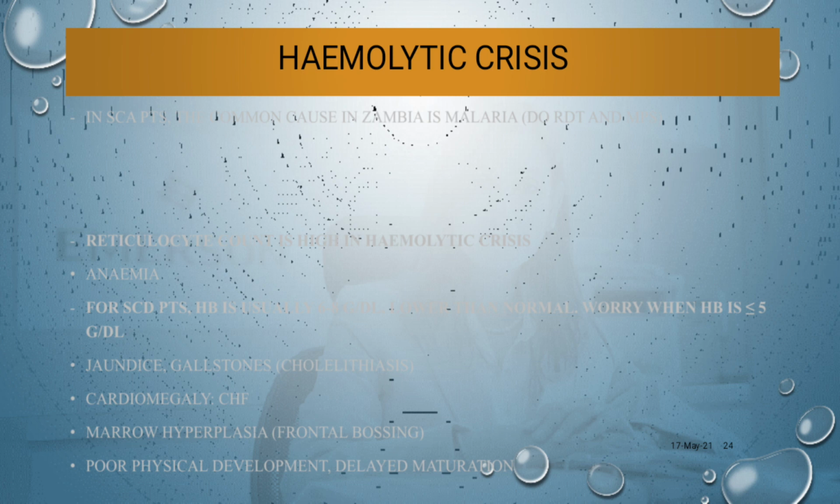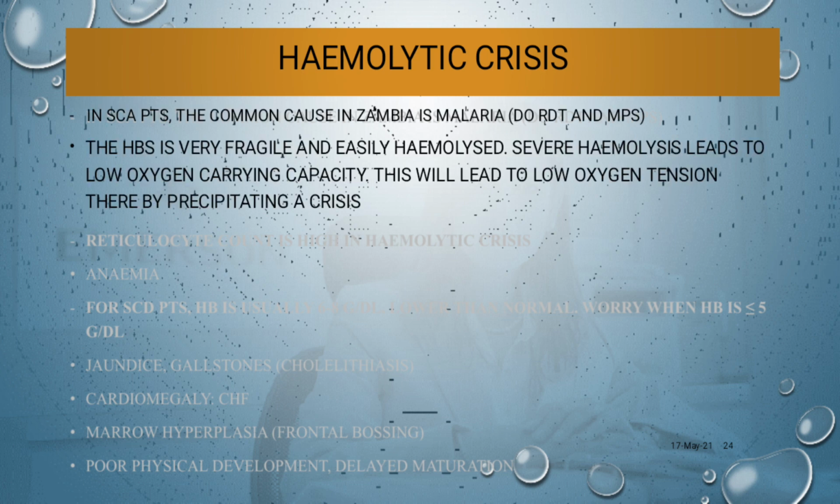Then in terms of hemolytic crisis, in sickle cell disease patients, the common cause in Zambia is malaria. So of course you have to do RDT and MPS. And you have to know that the red cells are very fragile and easily hemolyzed, where severe hemolysis may lead to low oxygen carrying capacity, which will lead to low oxygen tension, thereby precipitating a crisis.